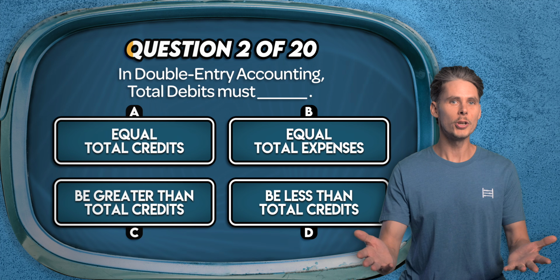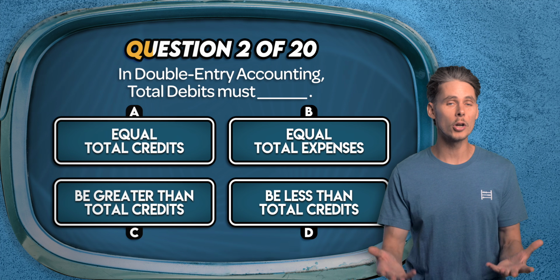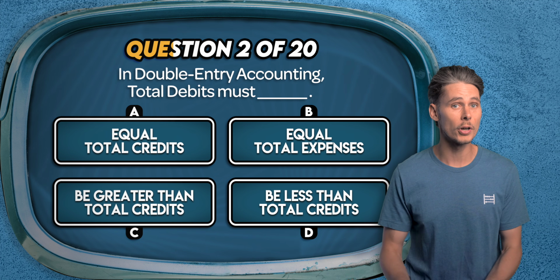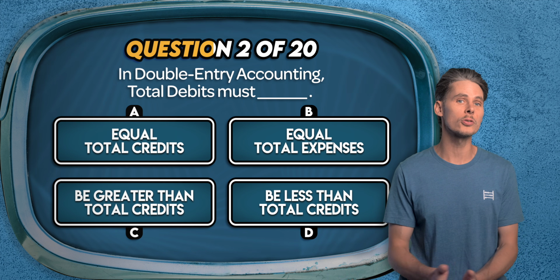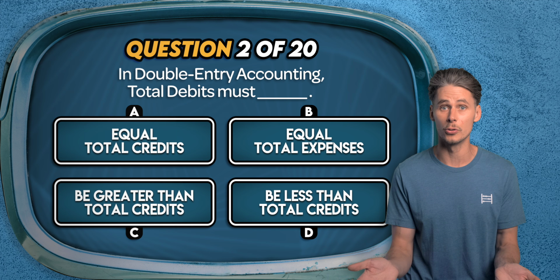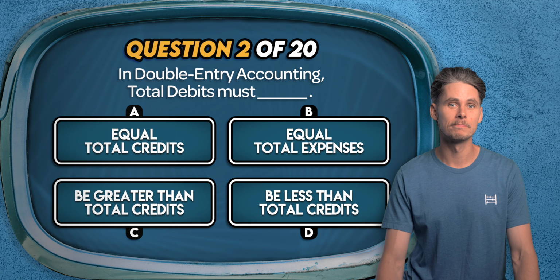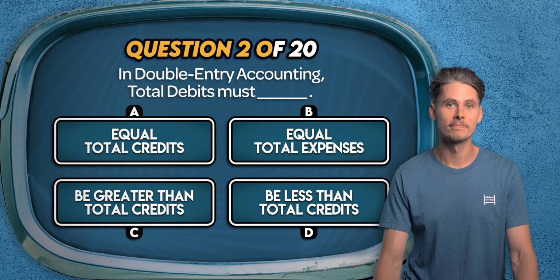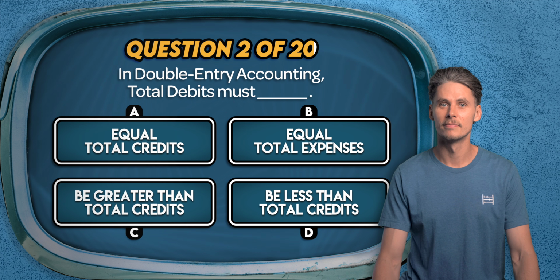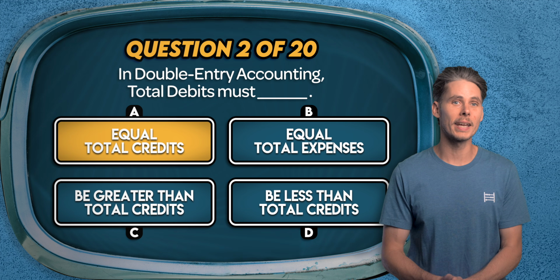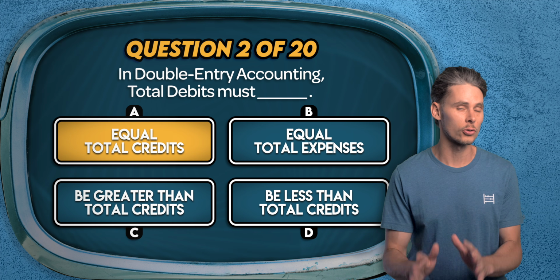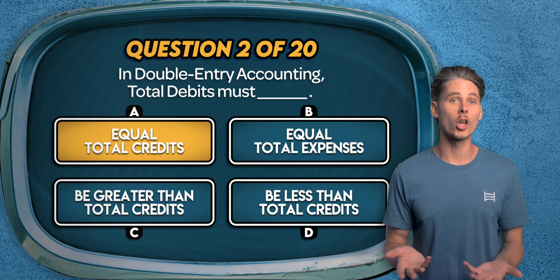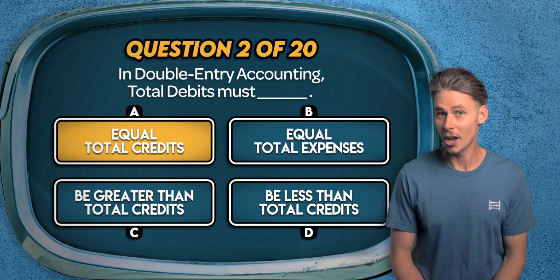Question 2. In double entry accounting, total debits must equal total credits, equal total expenses, be greater than total credits, or be less than total credits. It's A. In double entry accounting, there are two equal and opposite sides to every financial transaction. Debits and credits are the words we use to record each side.